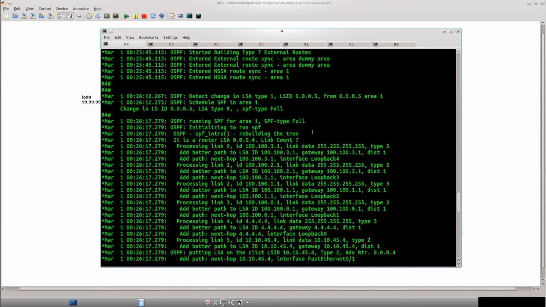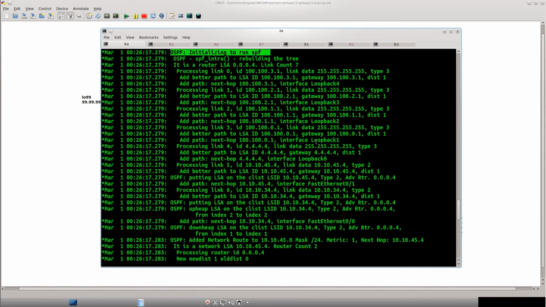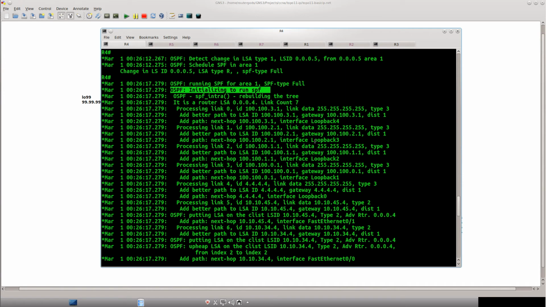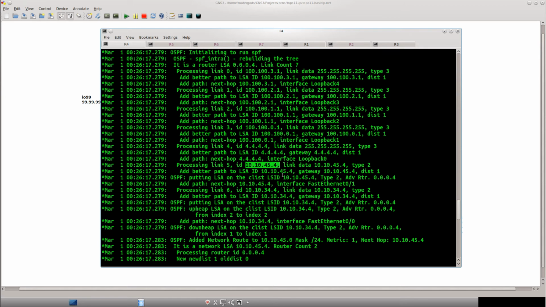So we broke the connection down there, and you can see this line here: OSPF, initializing to run SPF, rebuilding the tree. What this means is OSPF has detected that there's a problem in our network, so it's basically saying, let's find if there are better paths to networks like 100.100.2.1, that's the loopback. Let's find a better way to 4.4.4.4, 10.10.45.4, all these links, all these IP addresses. OSPF said, okay, let's see if there's something better.